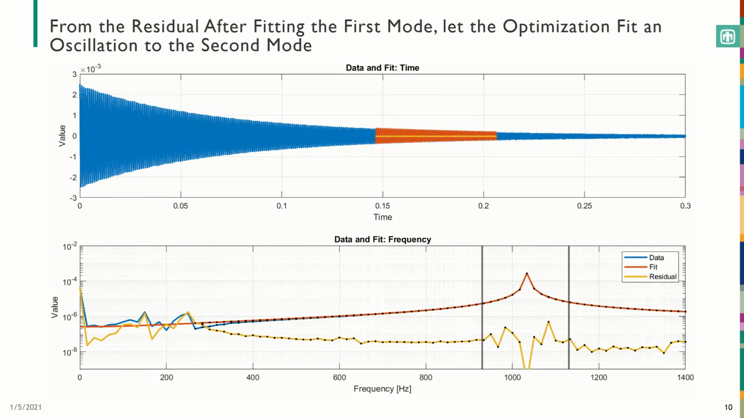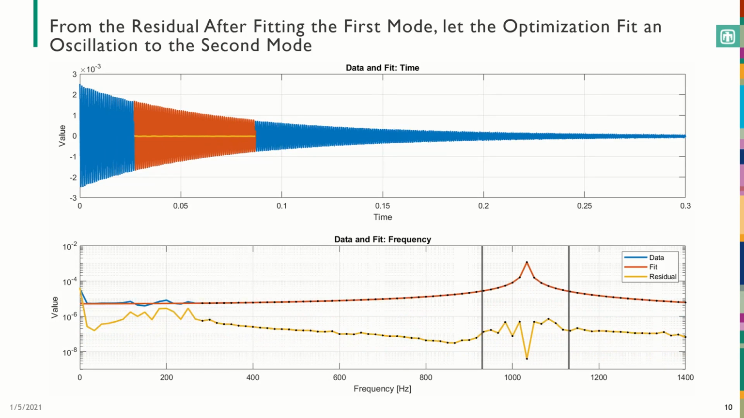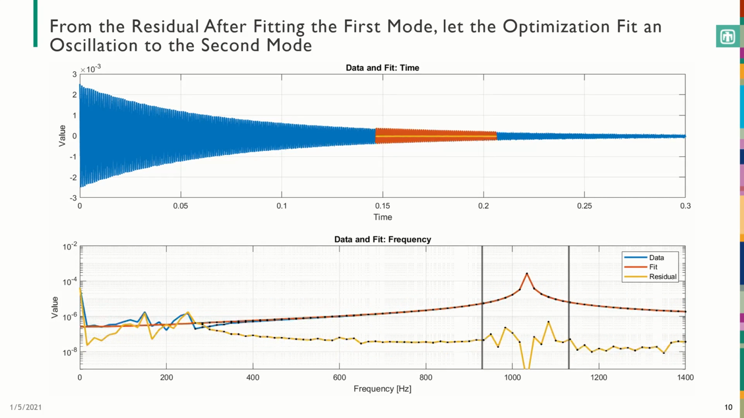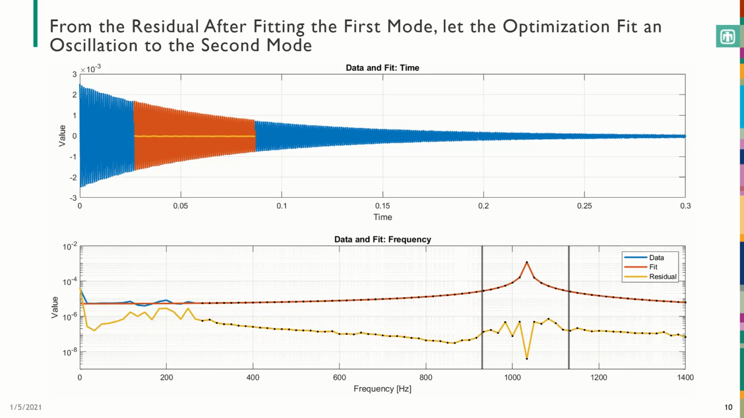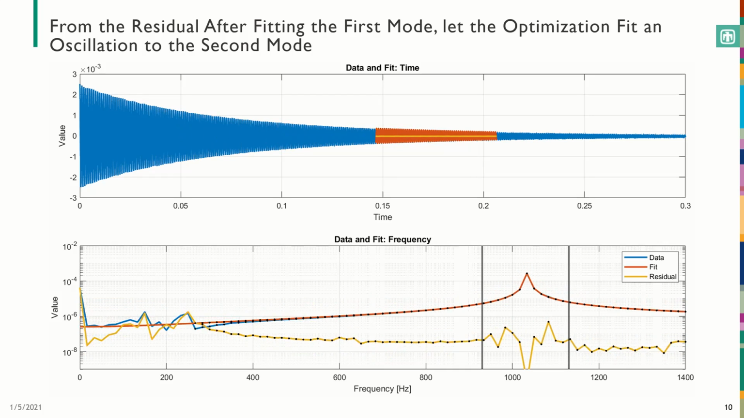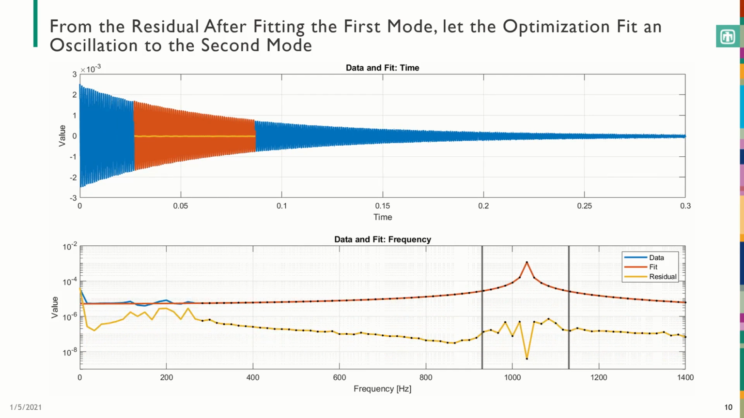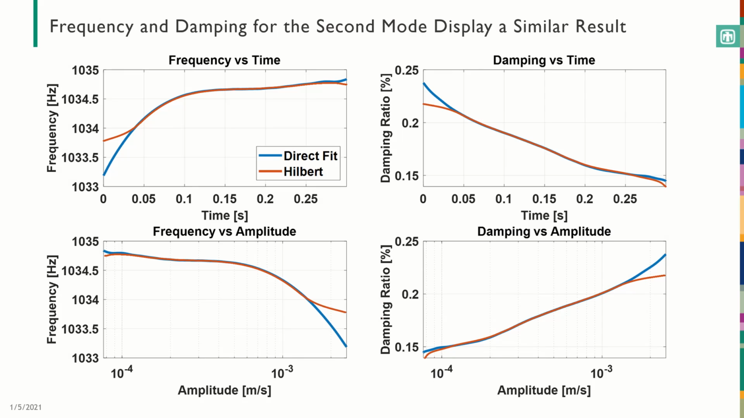And now we fit the second mode from the residual after fitting the first mode. Again, you can see on the bottom how it is fitting to the marked Fourier coefficients, and the residual after this is about 4 orders of magnitude less than the modal response. And the frequency and damping curves for the second mode tell a similar story, where our optimization gives clear smooth curves while Hilbert has end effects.